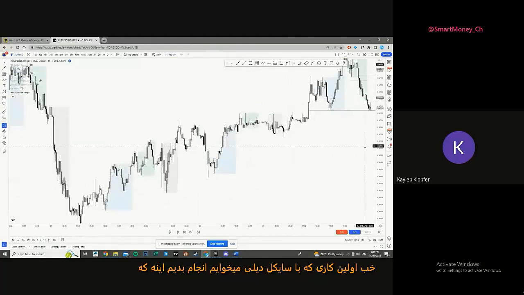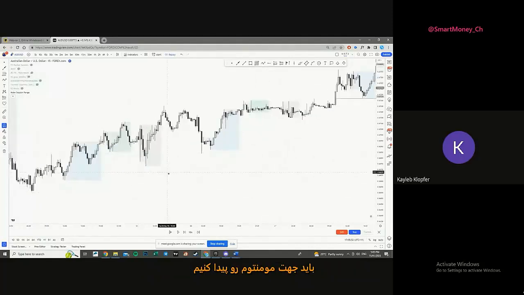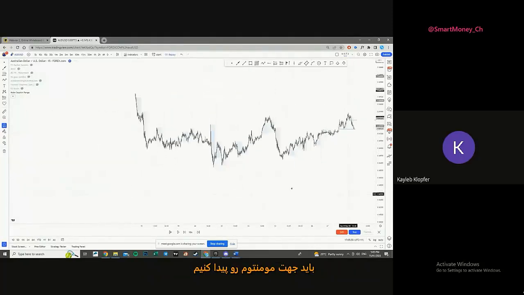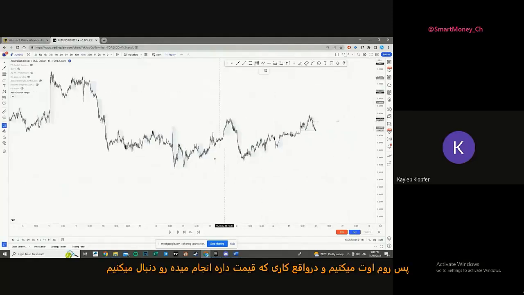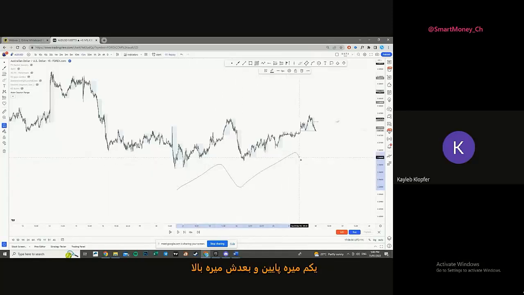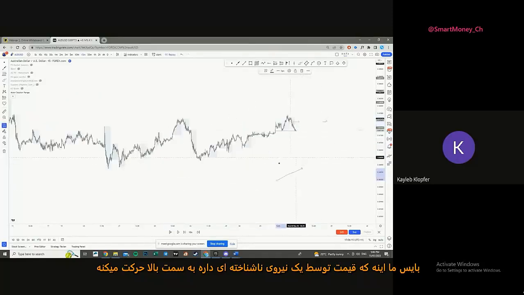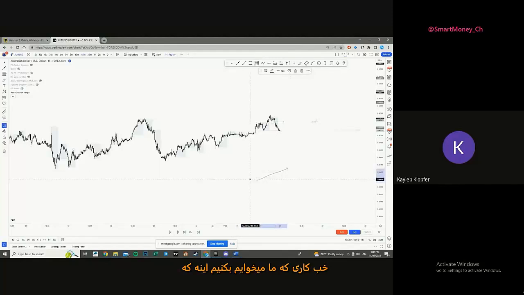So first thing we want to do with the daily cycle is find our directional momentum. So zoom out and basically just trace what price is doing. Price is going down a bit, and then it's looking up, right? Because we have these moves up. We have this bias that price has an essential force to keep moving up.